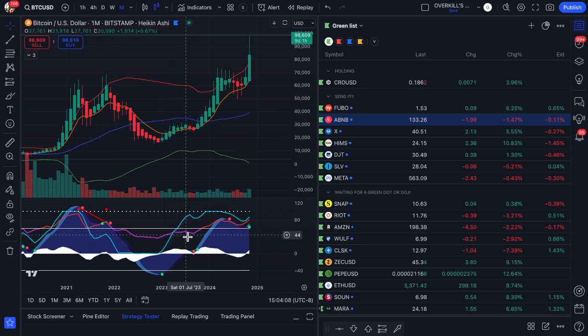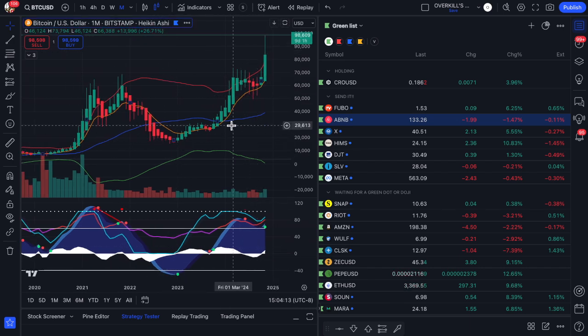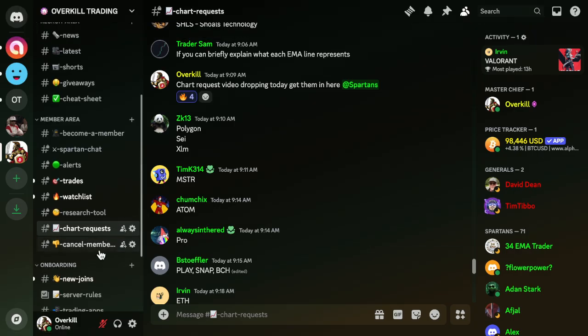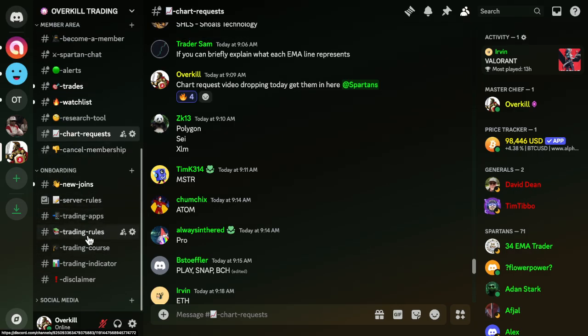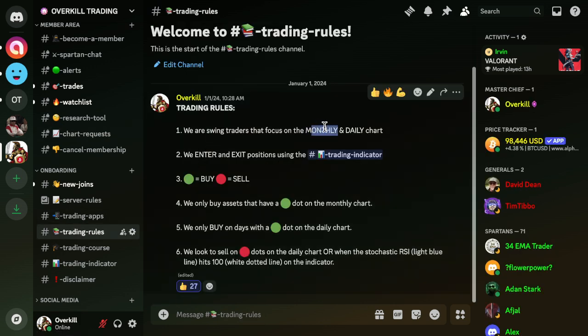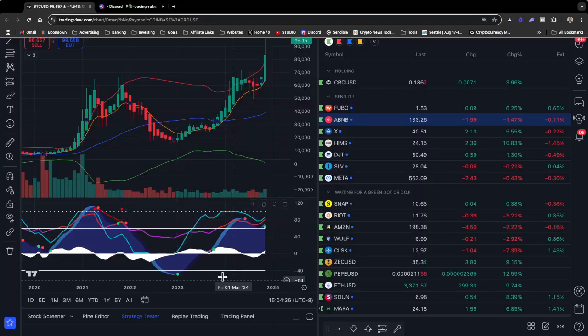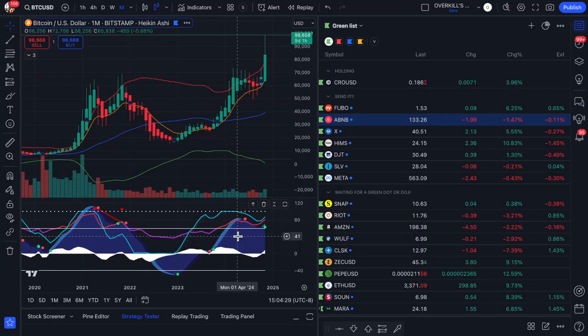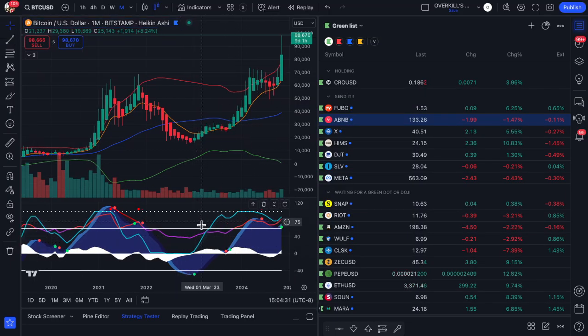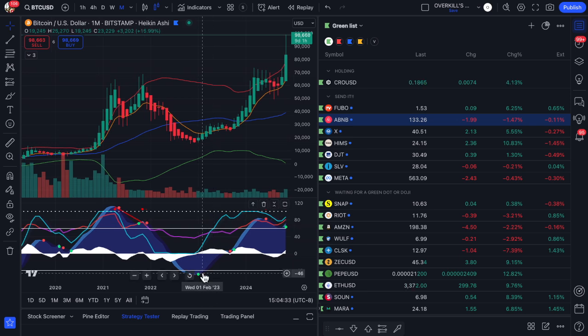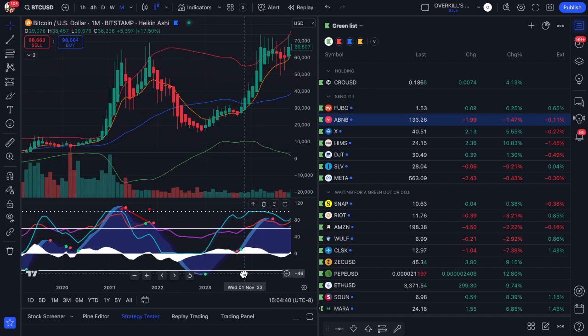Again, the whole goal is to buy low and sell high. So like I said, we focus on a monthly and a daily chart. All of our trading rules are over here inside of the Discord right here. We enter and exit positions using our trading indicator. That is what you see down here on your screen. To put it simply, green means buy and red means sell. When it comes to the indicator, the higher the time frame that you use, the more accurate the dots are.